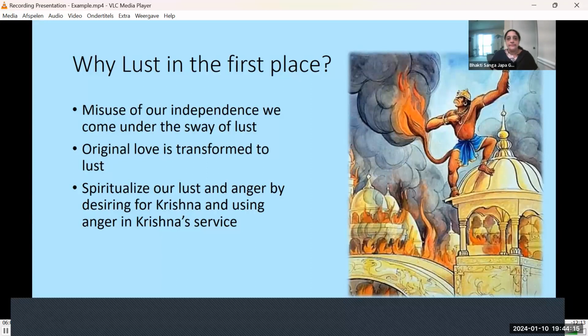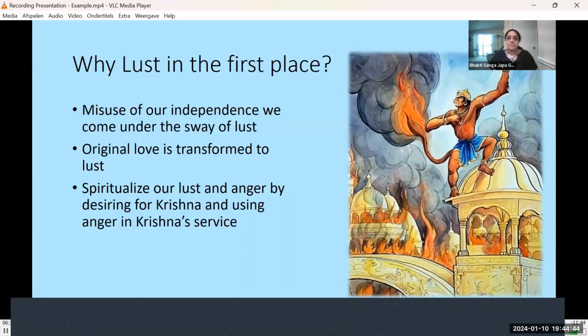The original love that we have for Krishna gets transformed into lust when we come to this world and come in contact with the material mode of passion. So the misuse of our intelligence is the reason why this original love that we have for Krishna transforms into lust. Now, there is a big problem since we are here and we all have lust. How to work around this lust?